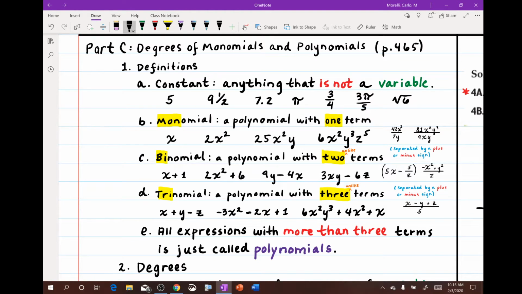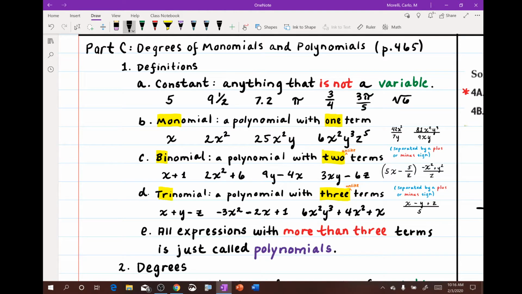Here's the key. There is a plus or minus sign in between each term. Even here, this one's kind of the weird one. Okay, this is still a binomial because it has two separate terms separated by a plus sign. Trinomial, a polynomial with three unlike terms. So as we get into quadratic equations, you're going to be seeing a lot of these, binomials and trinomials.